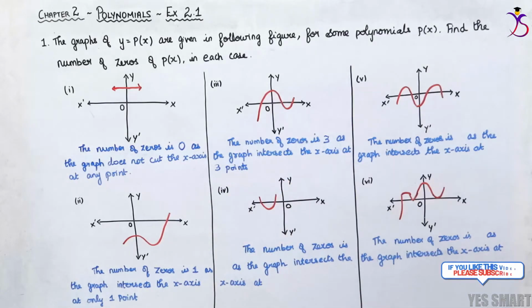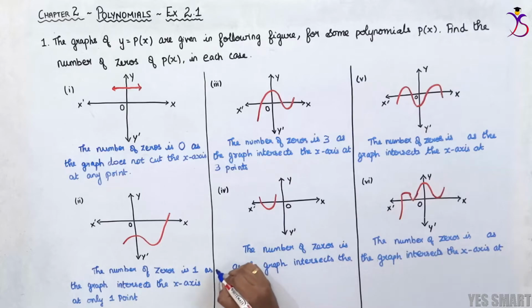In the fourth subdivision, on observing the graph, it touches the x-axis at 2 points. Therefore, the number of zeros is 2 as the graph intersects the x-axis at 2 points.